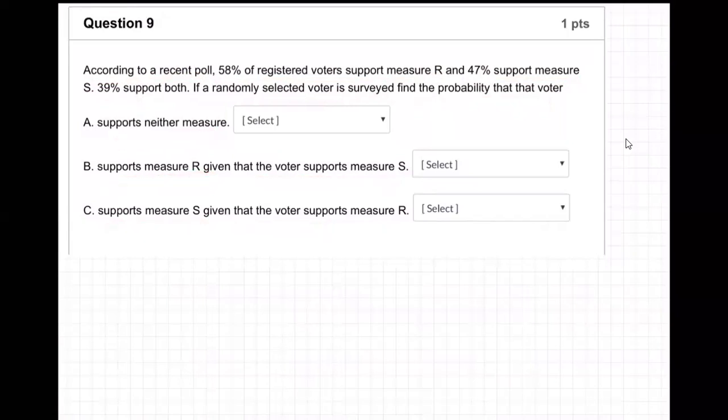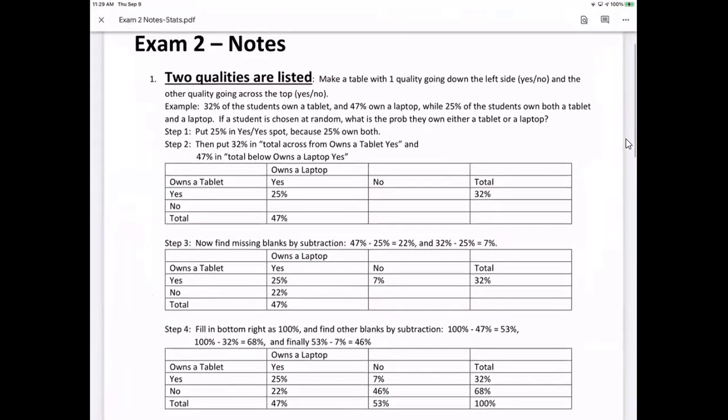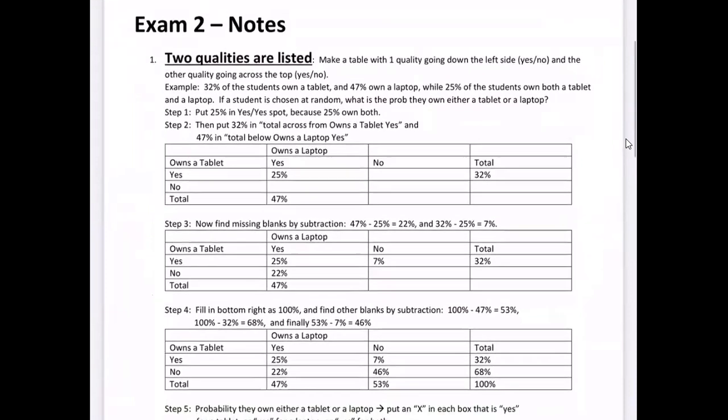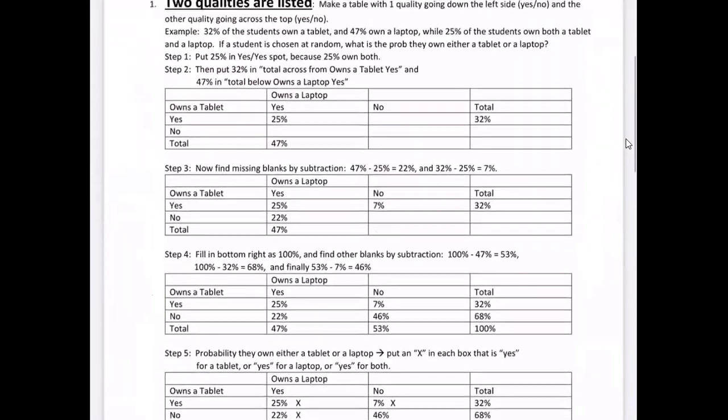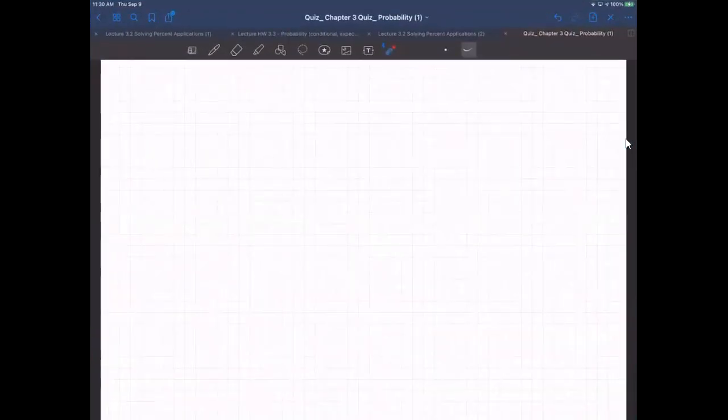Okay, that's tricky. You know what we really need to do on this one is make a table. It's all about a table. Now, I put this in the notes for you. Let me show you. So this is the exam 2 notes. And there the two qualities are listed and all the steps carefully written out on how to make a table. It's all there for you. Use that during the exam. So let's go up here and do it.